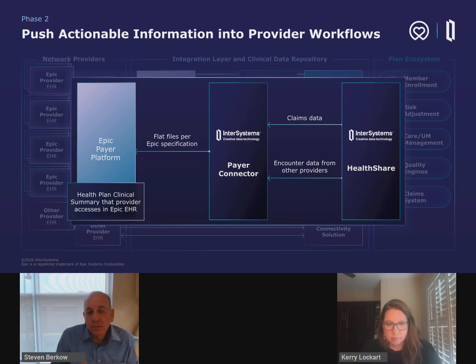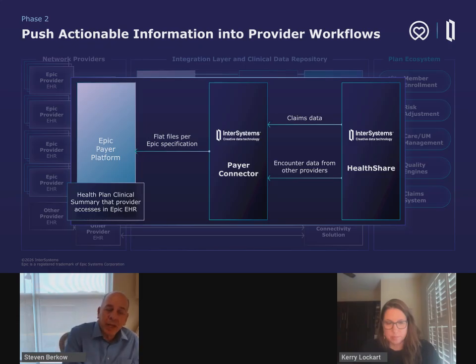So again, I alluded to this before. HealthShare pushes the relevant information that is associated with that member or patient to Payer Connector. And here's the critical point. Payer Connector is able to push that into Epic Payer Platform. And as we discussed before, there's a number of proprietary specifications that need to be met for Payer Platform to be able to ingest that information. And all that is pre-coded with Payer Connector.